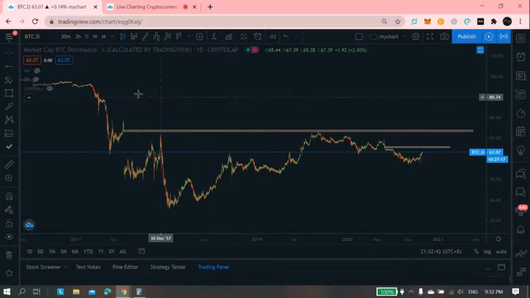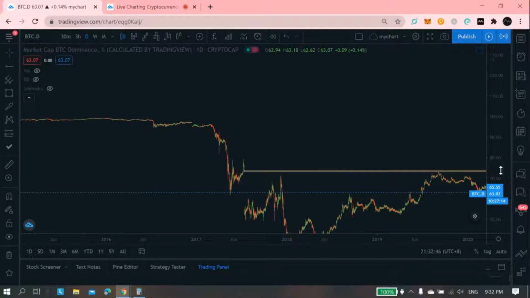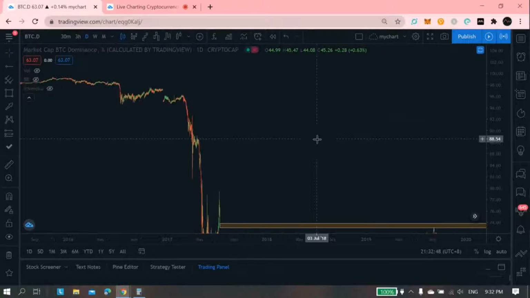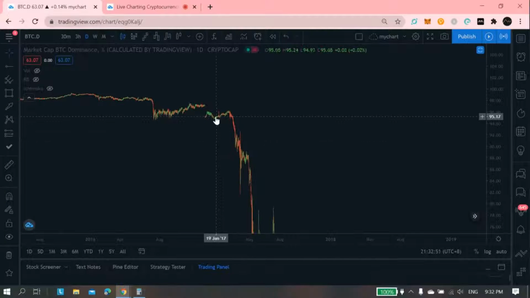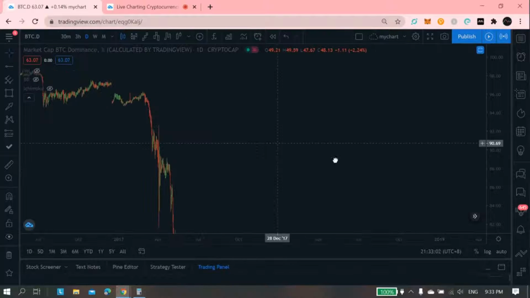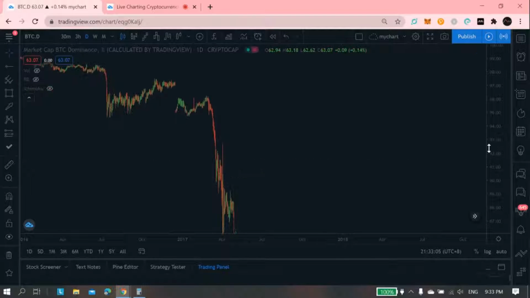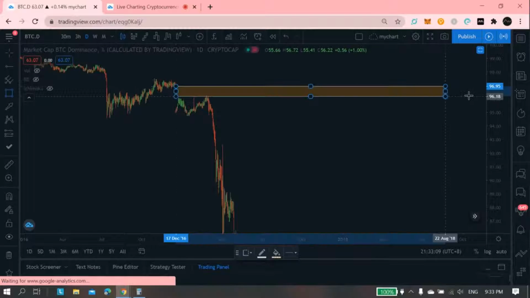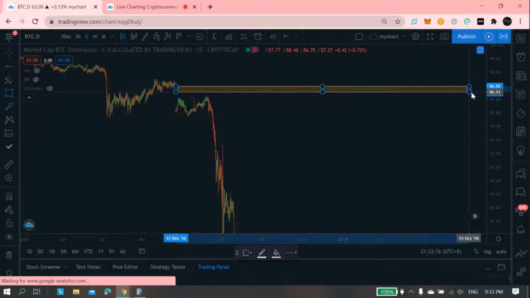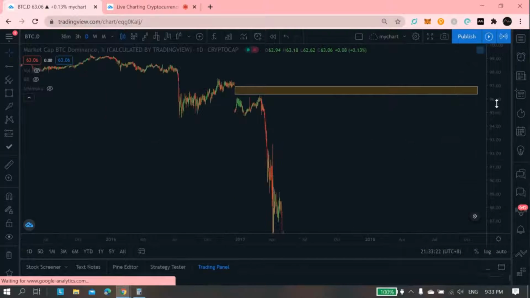Wait, let's look at this one. I think there's also a gap at this one. Oh, I think it filled this one. I think there is the 96 area. OMG. Well, for the 96 area, I don't know if this will be filled. Oh, so alts will be in trouble if this will be filled.